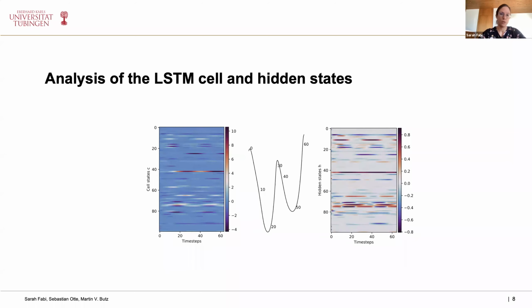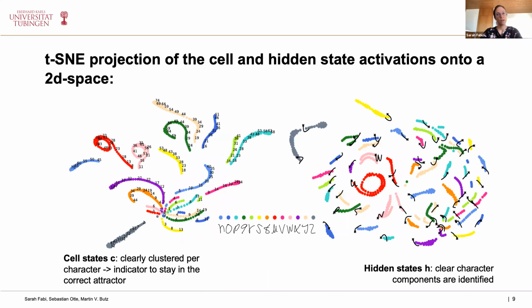So what we did was we wanted to analyze this more systematically, and therefore we used a t-SNE analysis of those hidden states, and we projected those 100 dimensions at every time step on a 2-dimensional space, because this is what t-SNE does, and with this we can interpret the results more easily. So let's look at those results.